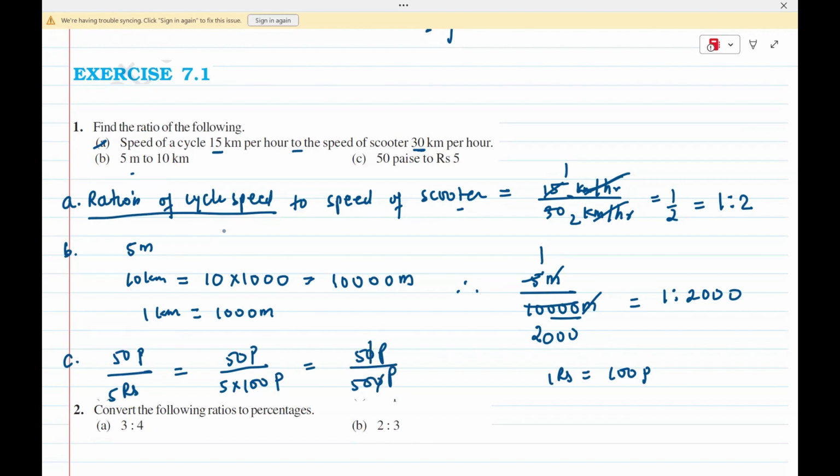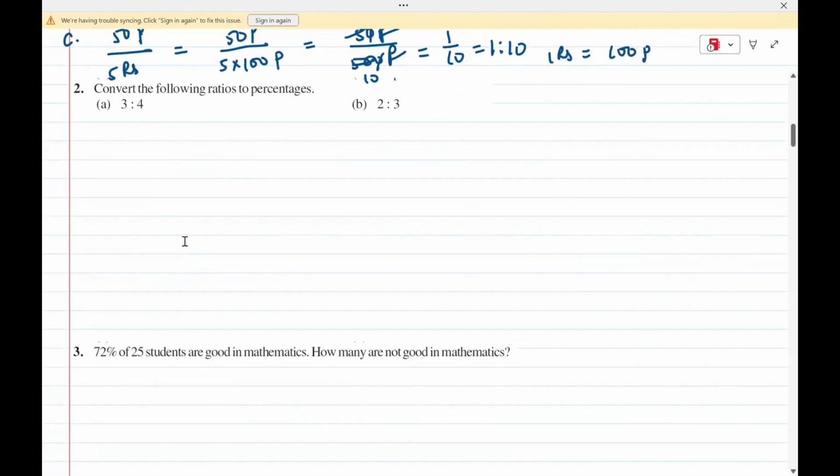Here 1 zero I can cancel. 5 ones are 5, 5 ones are 5. So that is 1 by 10 as paisa cancel. And that is 1:10 is the ratio. Hope this is clear. Let's move to the second question.